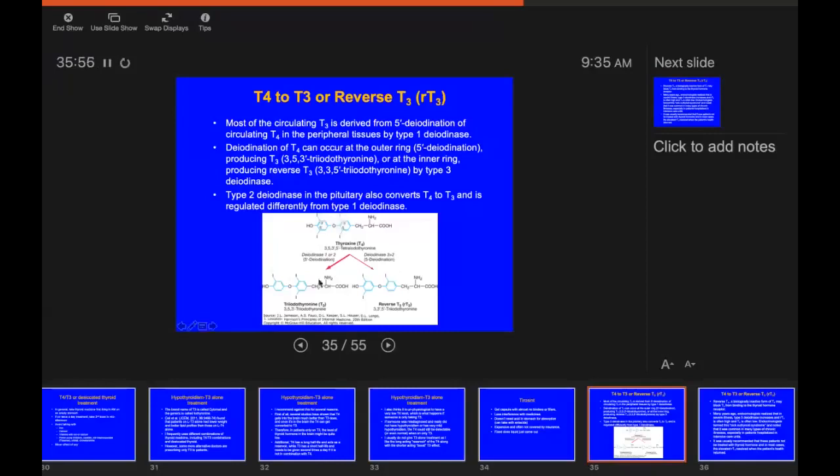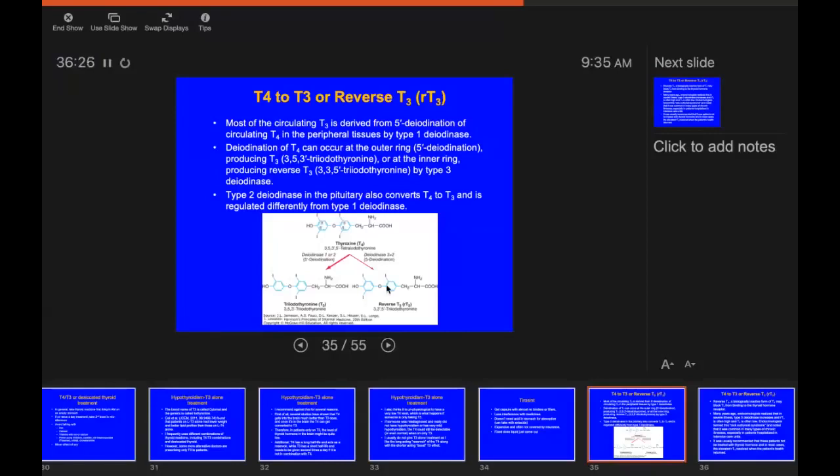And reverse T3 blocks T3 at the receptor. So it's bad for you to have a high reverse T3. I don't know how high is bad, but it seems to be detrimental. And this occurs by the T4 to T3, the one you want, going by deiodinases 1 and 2. Again, it removes iodine from the outer ring. Deiodinase 3, mostly with a little bit of deiodinase 2, makes the reverse T3, as shown over there.